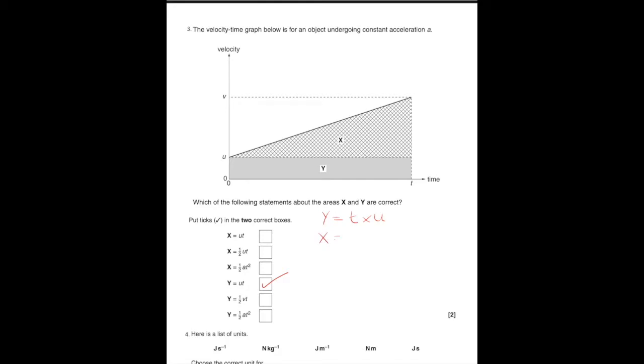Let's look at x. Well, x is a triangle. The formula for the area of a triangle is half the base times the height. Now the height in this case is v minus u. You can see that from our y-axis here, okay? But what is v minus u? Well, think back. Acceleration is rate of change of velocity. So actually, v minus u is equal to at. So if we plug all that back in, we've got half t multiplied by at, which is half at squared, and therefore there is our second one that is correct there.